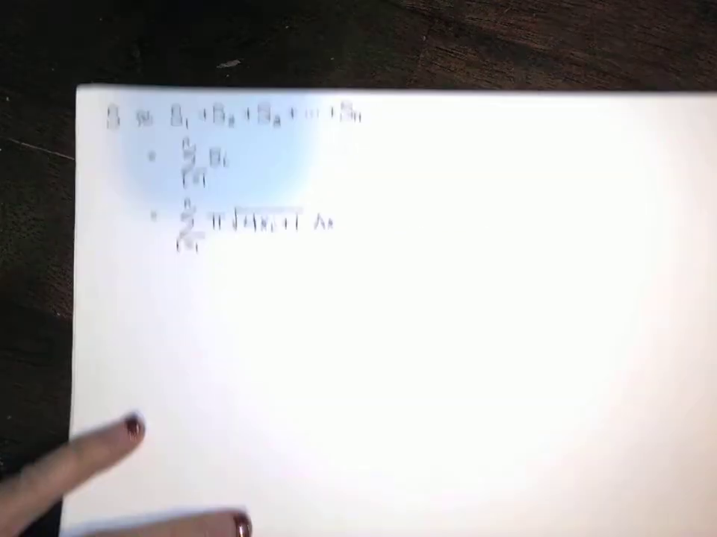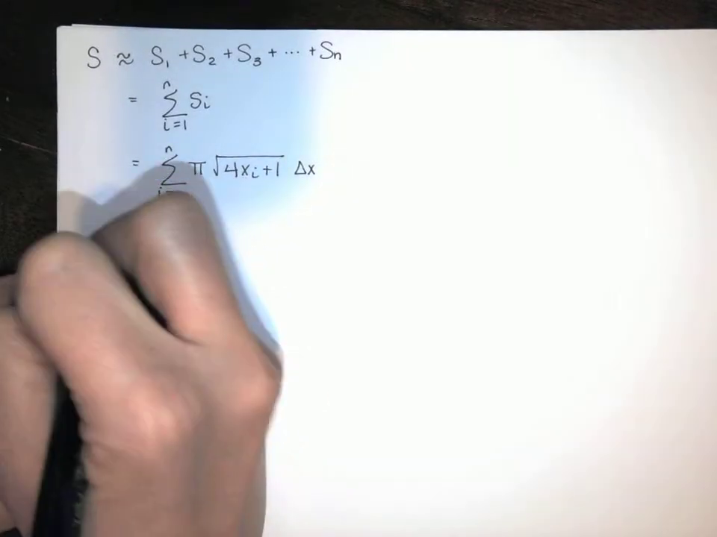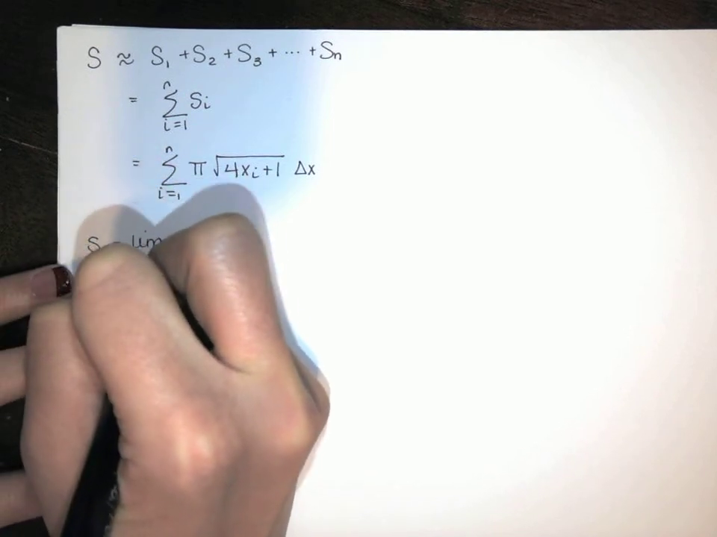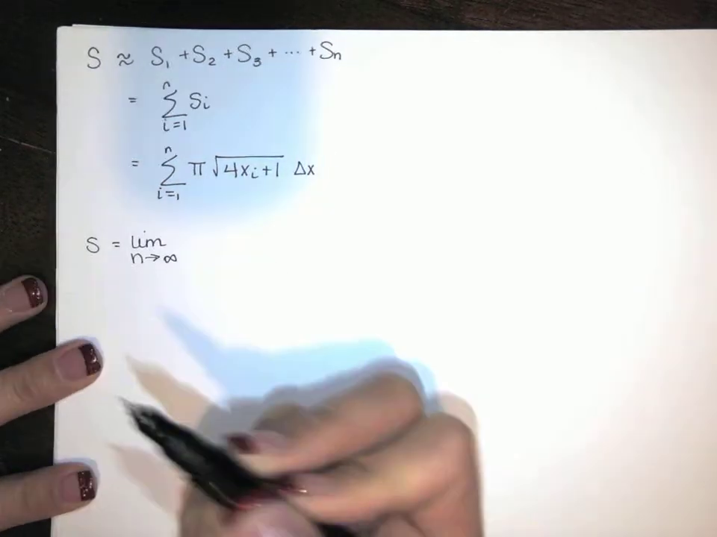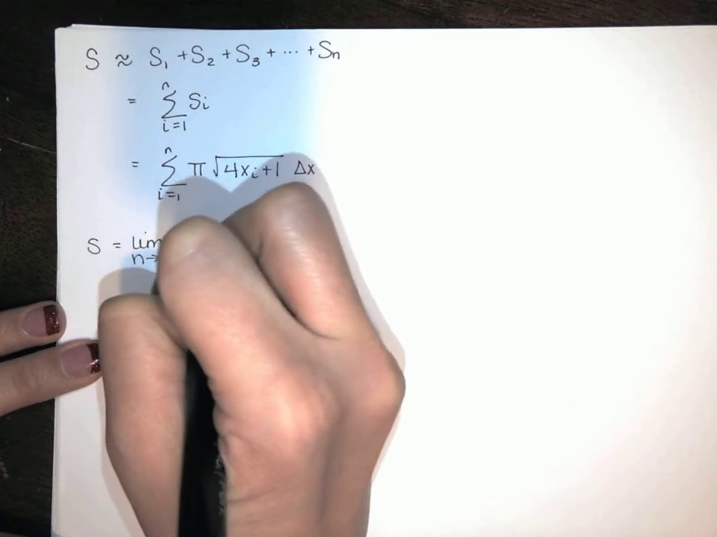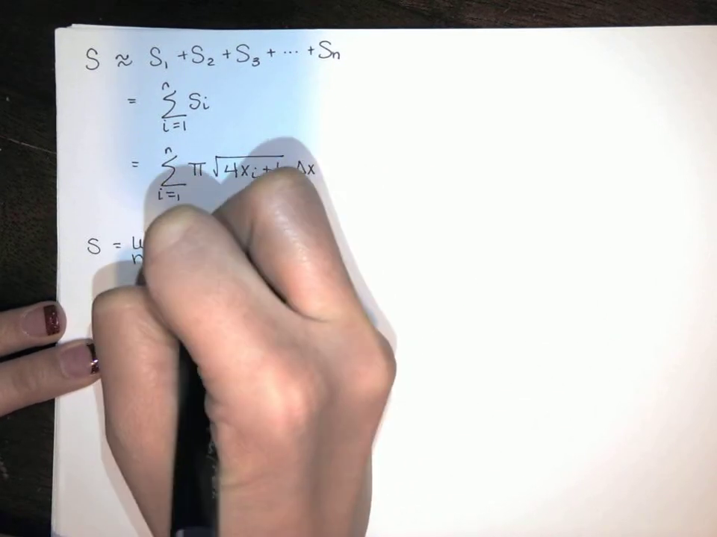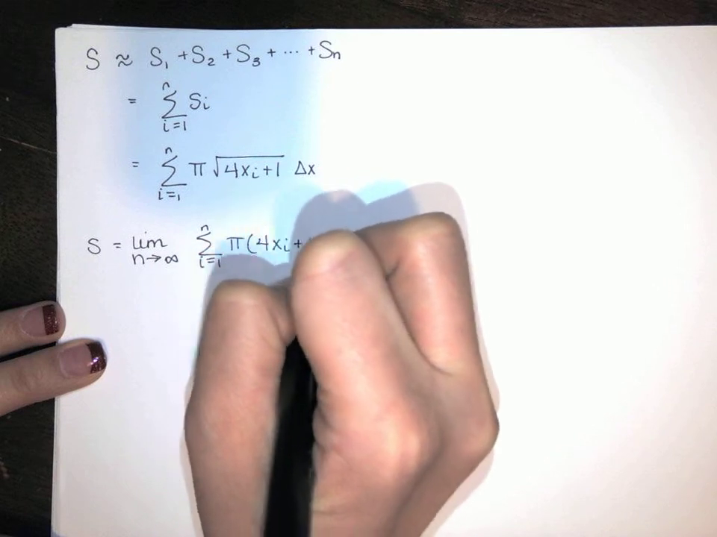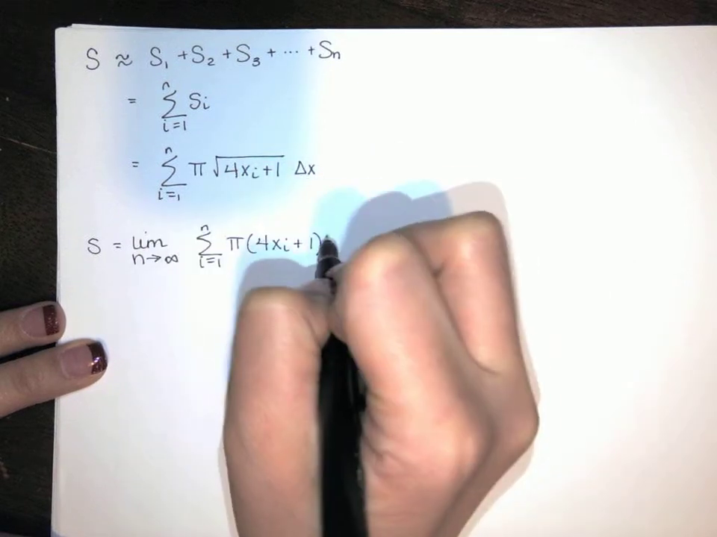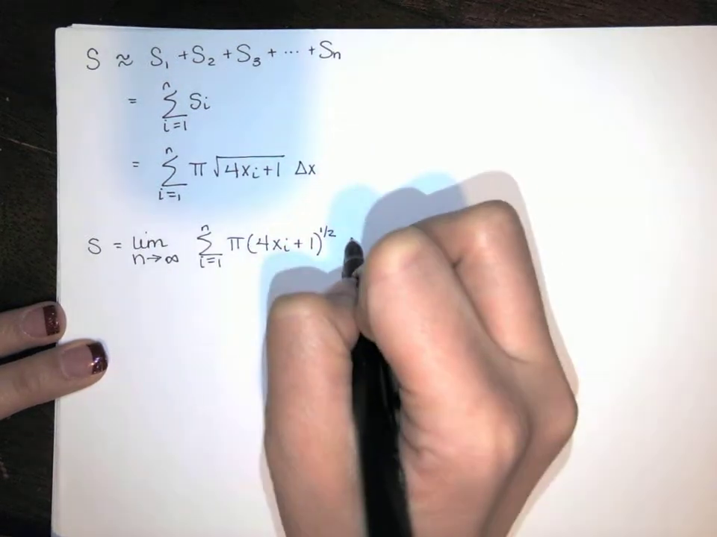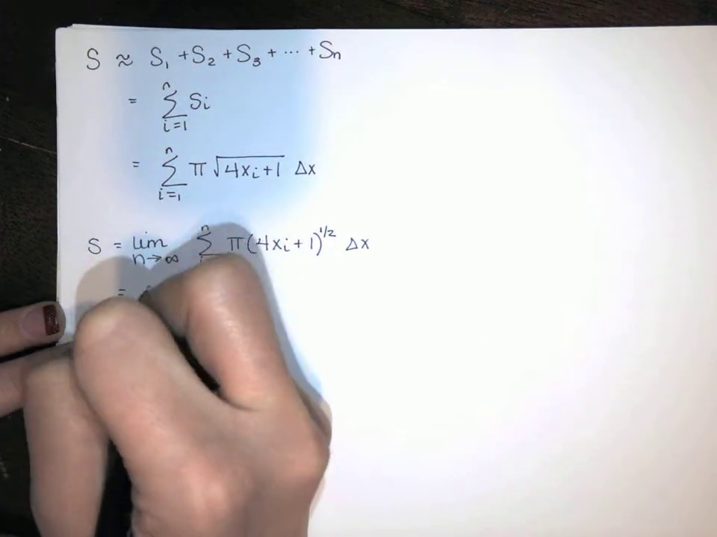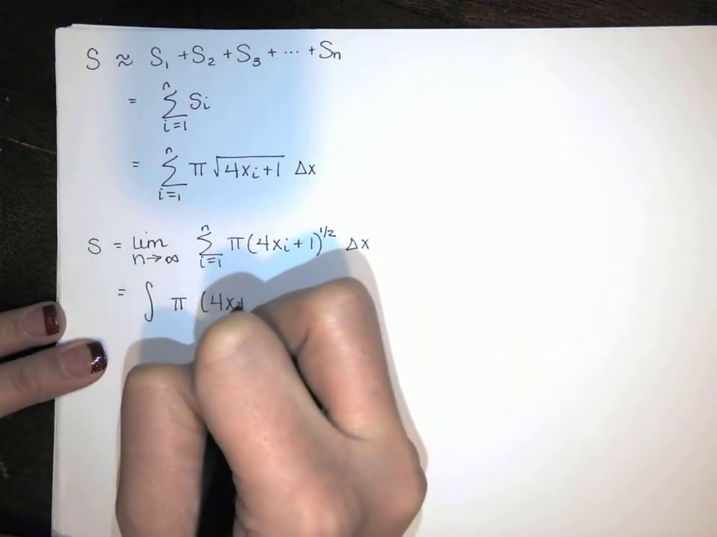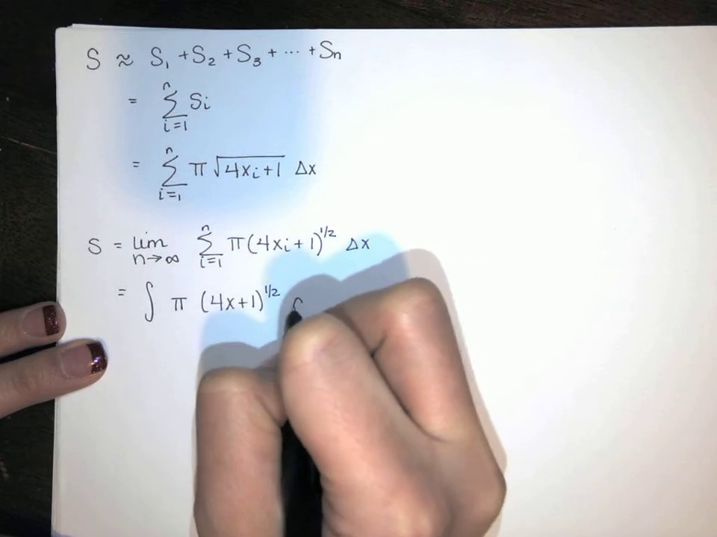And now if I want the surface area, the lateral surface area, I take the limit as the number of pieces goes to infinity, or alternatively as delta x goes to 0. I think I'm going to write it this way, 4x sub i plus 1, square root of something, is that something to the 1/2 power? And that's this, guys. It's the integral of pi times 4x plus 1 to the 1/2 dx.